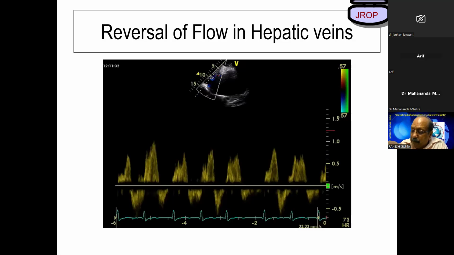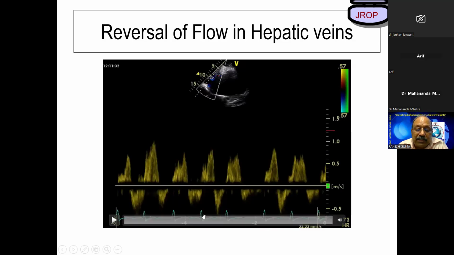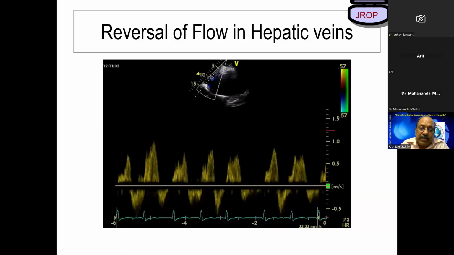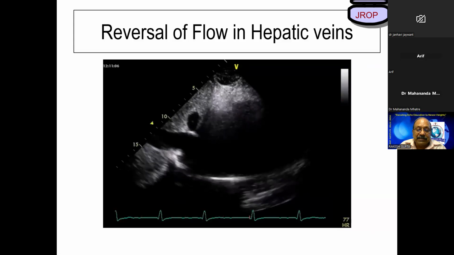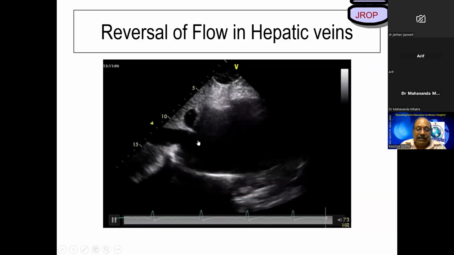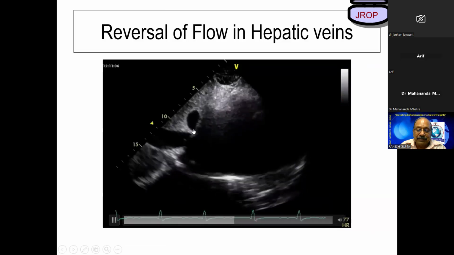And if it's a pericardial constriction, this will change. It will not be seen in every systole. It will only be seen during the first beat of expiration. Here you see a constant phenomenon in all systoles. So this patient has a very severe tricuspid regurgitation. Look at the RA. Look at the IVC, dilated. Look at these hepatic veins.